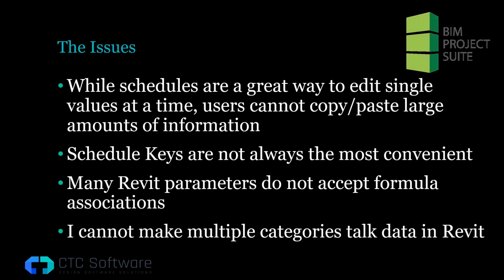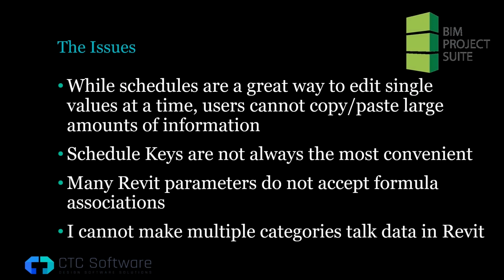Revit parameters also have another limitation in that they don't always accept formula associations, especially with system families. You can do some formulaic work in system families using global parameters. You can do some work in a calculated value in a schedule, but that's not really BIM per se. That's just fake calculations. And so there's some issues there.